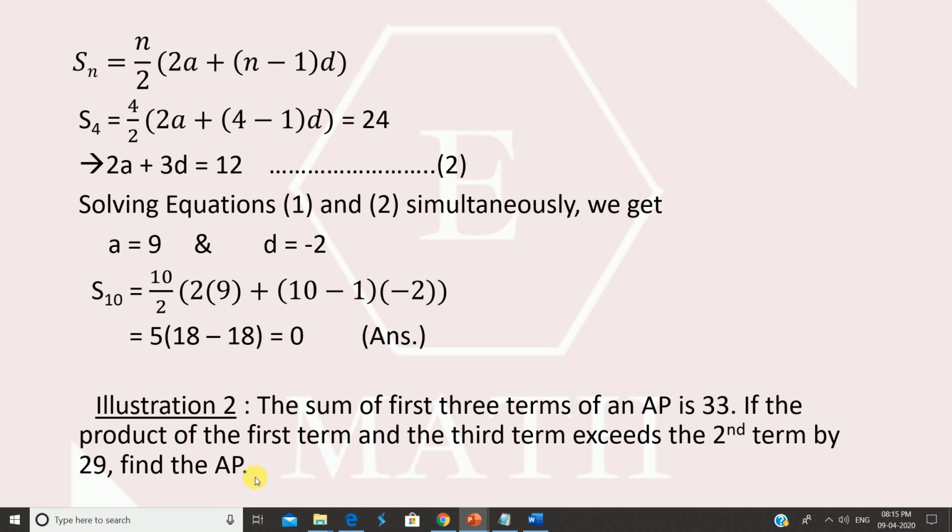So according to the question, the sum of first 3 terms of an AP is 33. That is one part of the question. And in the second part, they have given that the product of the first term and the third term exceeds the second term by 29, that is the product of the first term, which is A1, and the third term, which is A3. So A1 into A3 will be exceeding. Exceeding means something which is greater than, right? So greater than what? Second term. And it is greater by how much? By 29. So this is the second condition they have given us, right?